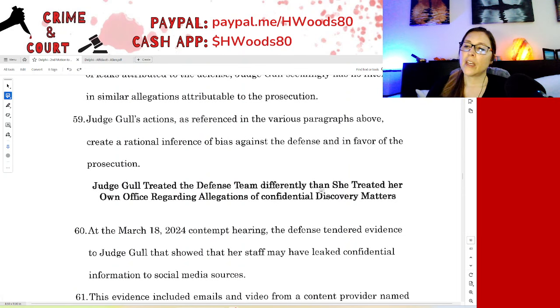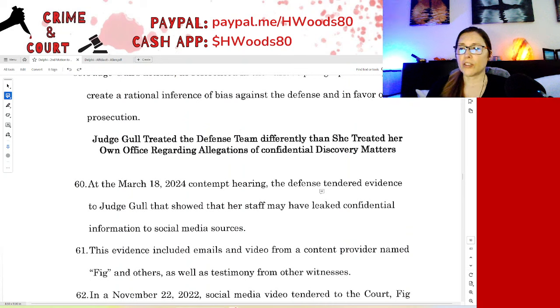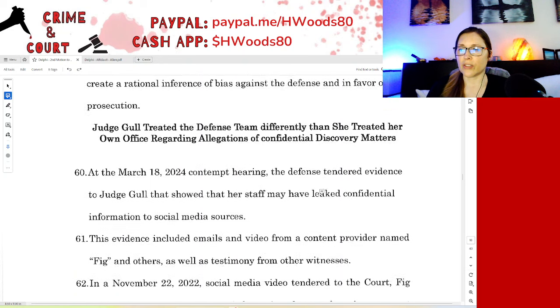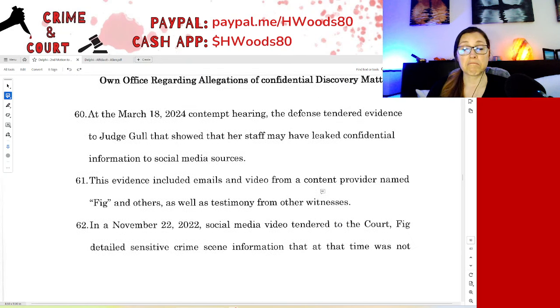Number 59, Judge Gull's actions, as referenced in the various paragraphs above, create a rational inference of bias against the defense and in favor of the prosecution. Judge Gull treated the defense team differently than she treated her own office regarding allegations of confidential discovery materials. 60. At the March 18th, 2024 contempt hearing, the defense tendered evidence to Judge Gull.